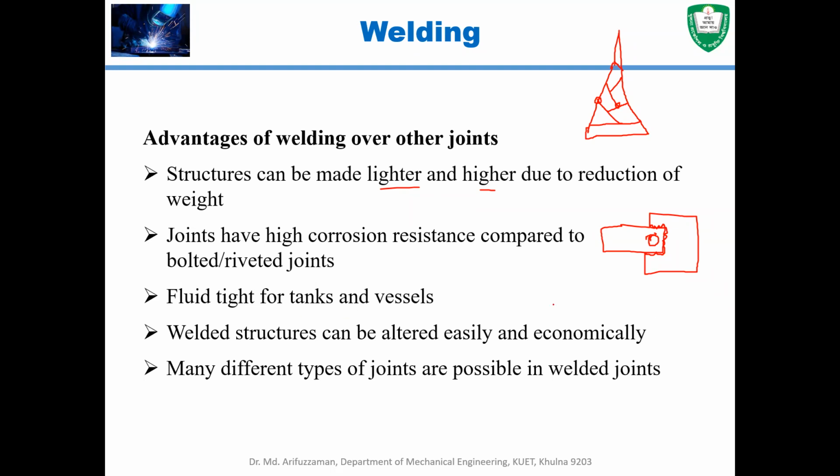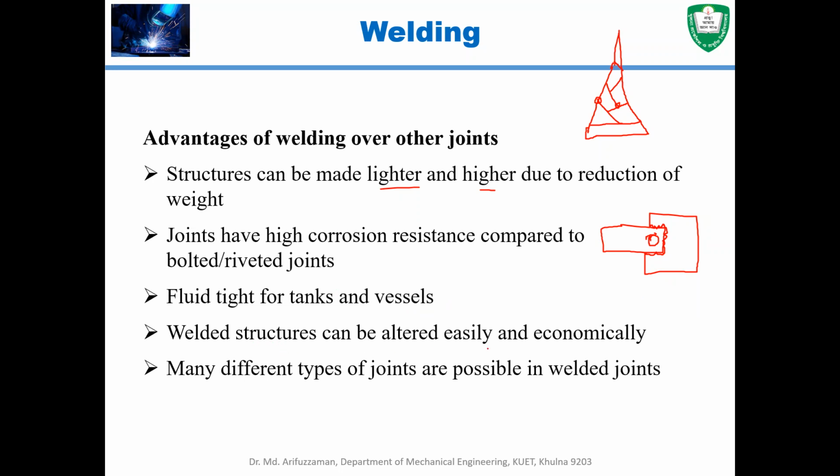And the fluid type for tanks and vessels: if you want to produce tanks or vessels without any leakage, then obviously welding is the better option compared to the bolted joint. Because if you use the bolted joint, you can do that, but the problem is you need to have gaskets or other sealing methods applied in those locations, which is not convenient. So welding is better compared to riveted or bolted joints.